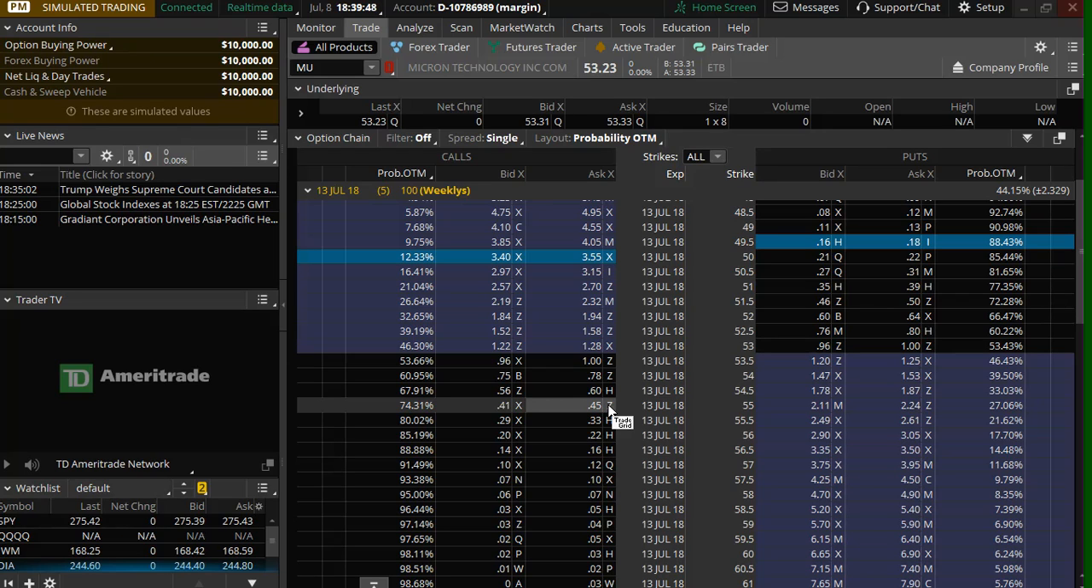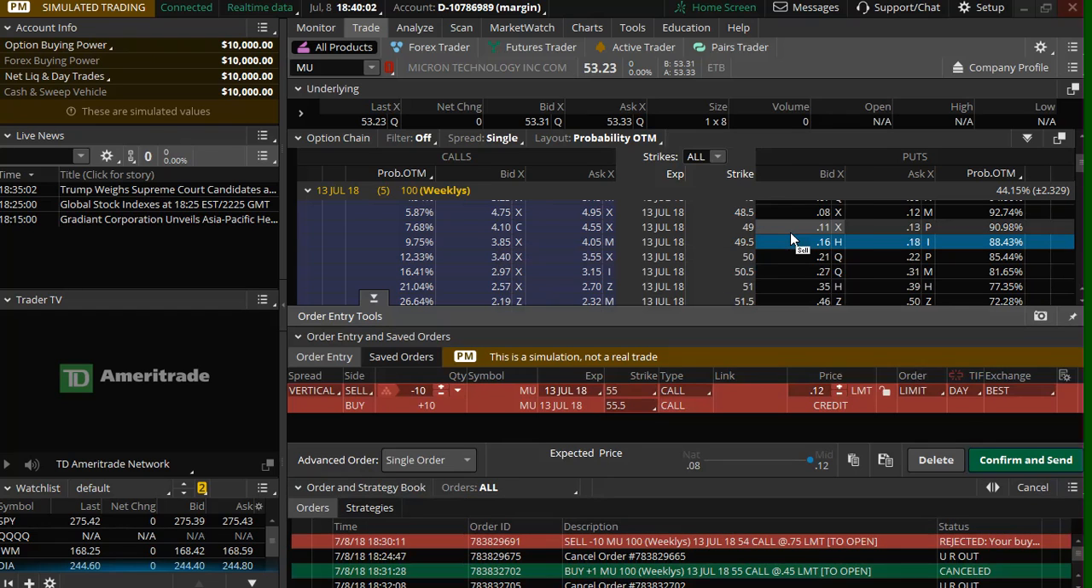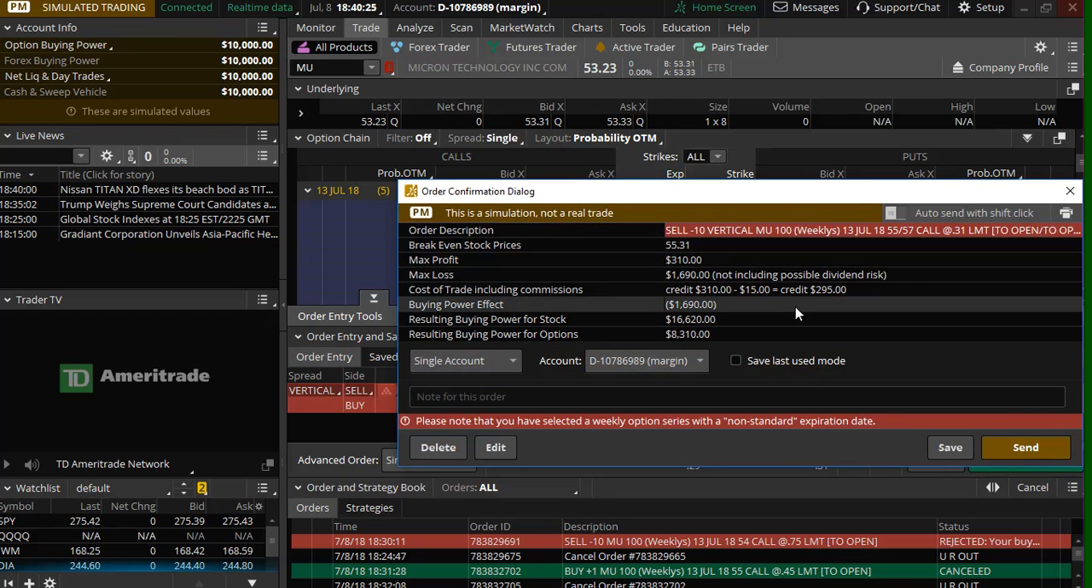So if I think that Micron will not go to the 55 level, then I could right click on 55, hit sell, vertical, and again it's going to default to the closest strike price, so I can go in and adjust the other strike price to be something higher, let's say 57, and the credit is roughly the same as the credit we saw on the put side. And then you would hit confirm, send, and you're going to see the same information.